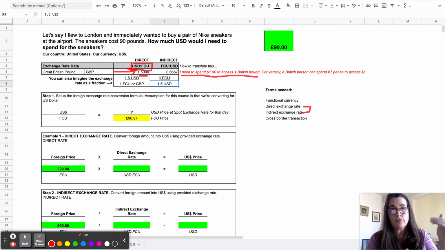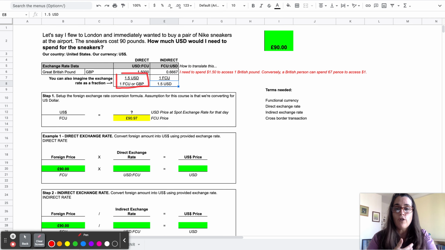You can imagine this as a fraction as well. Remember, ratios are the same as fractions. So if it's helpful, imagine the ratio presented as 1.5 over 1. Okay, so 1.5 is the numerator, 1 is the denominator, with 1.5 as US dollars and the 1 in the denominator as the foreign currency unit. That's the direct exchange rate.